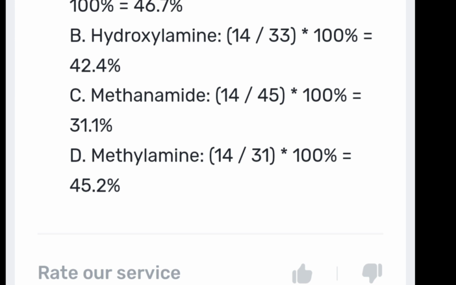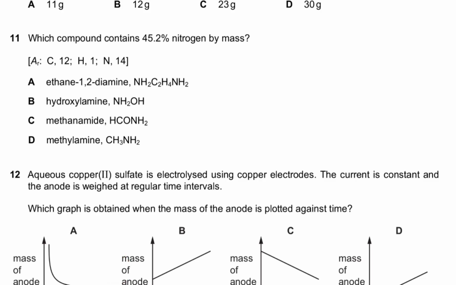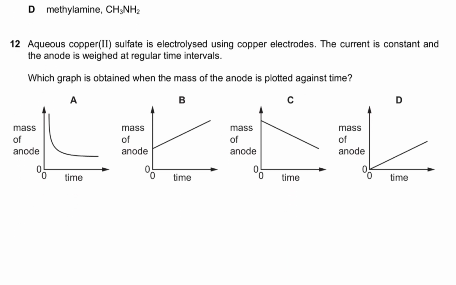Here we have 45.2% in methylamine. So our correct option is going to be D, because the question is which compound contains 45.2%, and only methylamine is the one. Second question, aqueous copper sulfate is electrolyzed using copper electrodes.